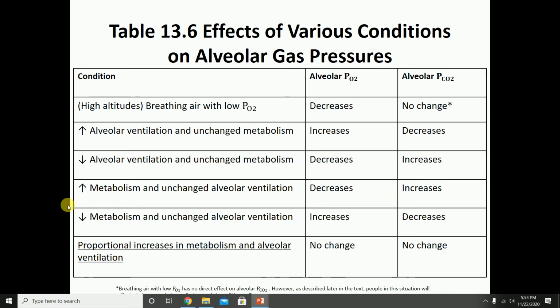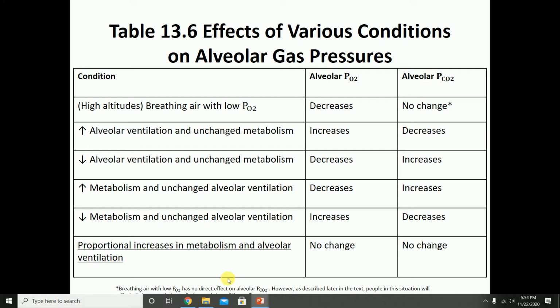The opposite scenario, where there is low metabolism with an unchanged alveolar ventilation, that means that there is an increase in the oxygen because the oxygen demands are lower than normal, and there's also a decrease in the pressure of carbon dioxide because there's lower metabolic rates, not producing the normal amounts of carbon dioxide. That leads to the decrease in the alveolar PCO2.